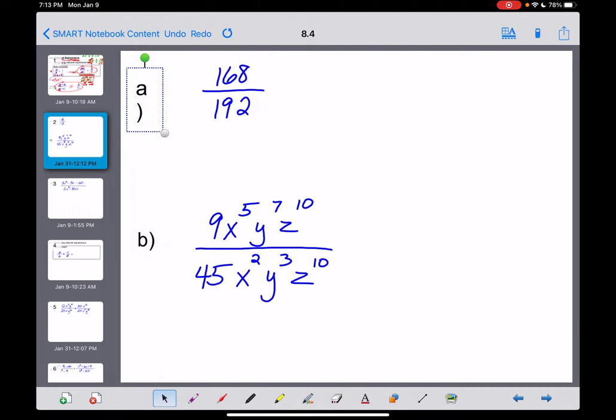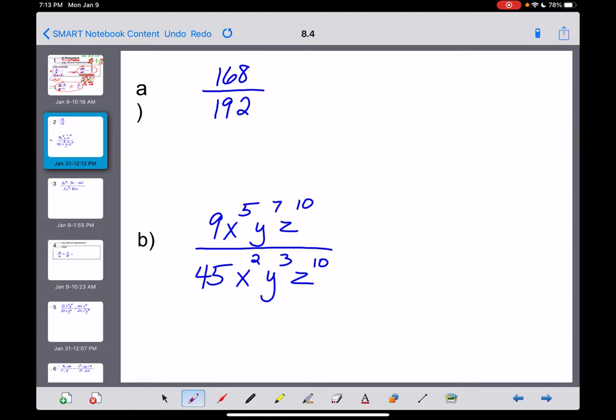168 over 192. Now, it's possible I could have given you a problem like this where the fraction can't be simplified. What I would want to do is play around with some numbers here that look like they might go into both 168 and 192, and then I want to kind of prove my point. Now, if I was with you guys live in class right now, I'd give you a couple minutes and say, grab your calculator and find me some numbers that you think divide into both 168 and 192.